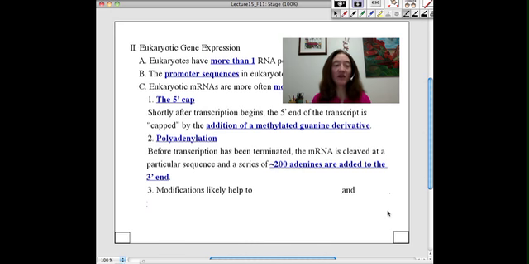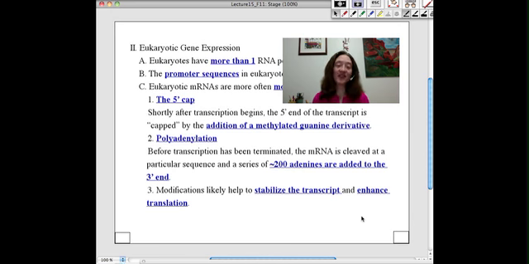And there's more than one function of these modifications. We also recognize that these may play a role in enhancing the process of translation. So the 5' cap may actually help enhance ribosome binding and get the process of translation kicked off. So they certainly play a very functional role within the eukaryotic cell as well. Modifications likely help to stabilize the transcript and probably also enhance translation. So that gives us an idea of some of the differences there.